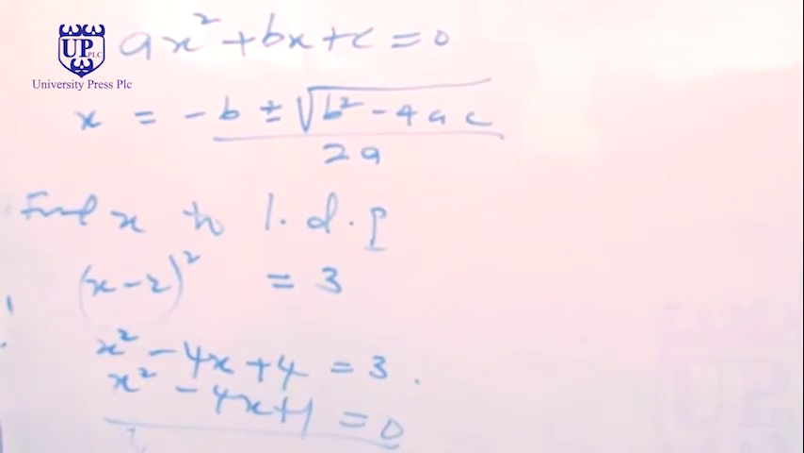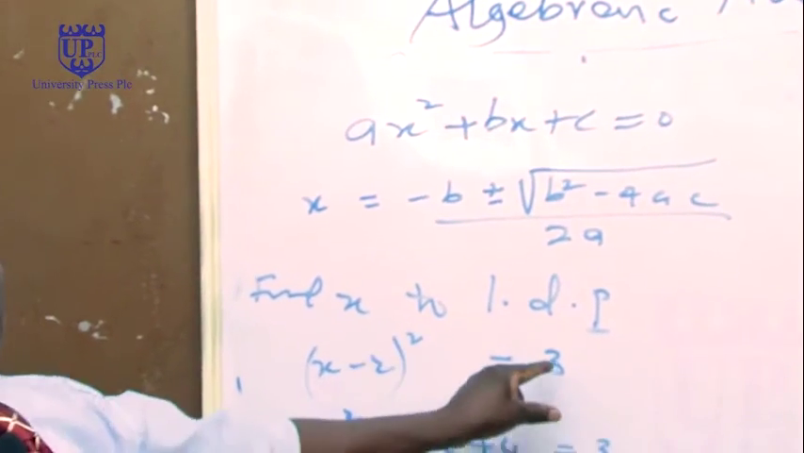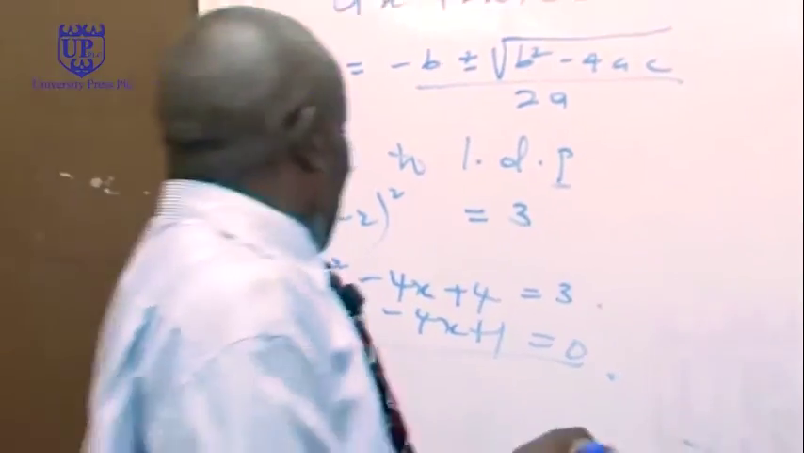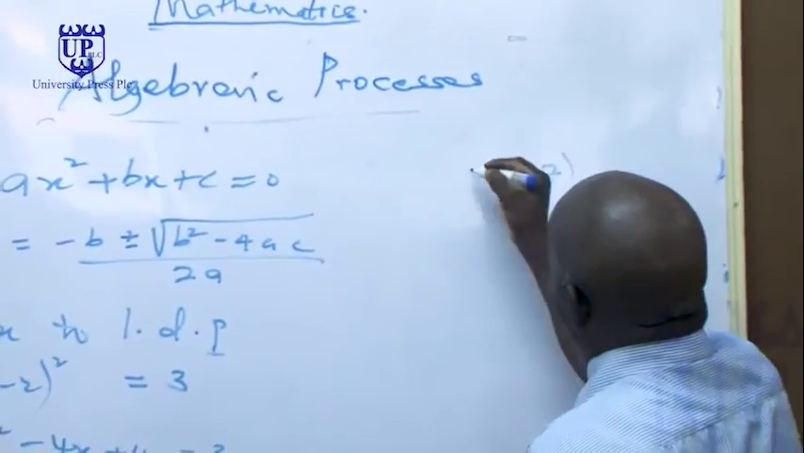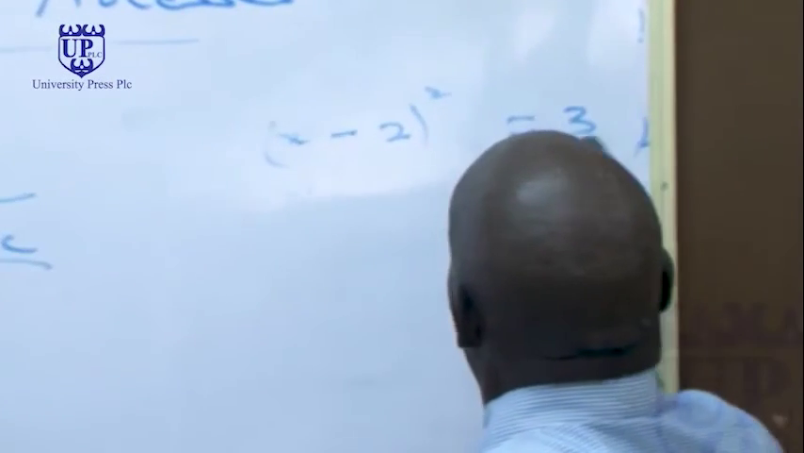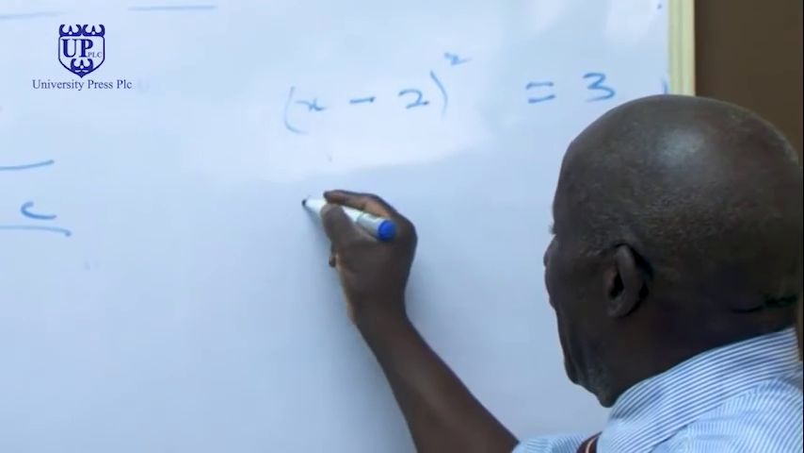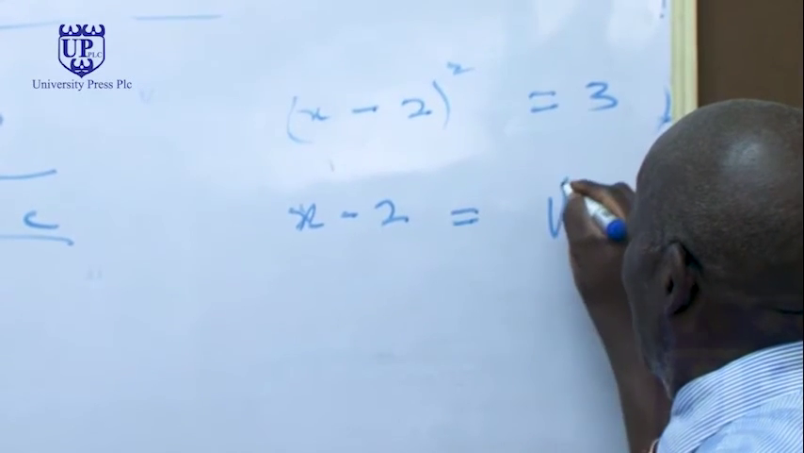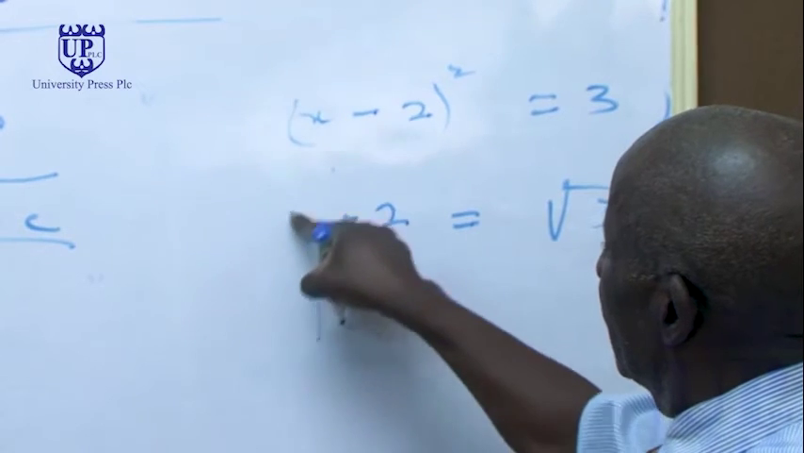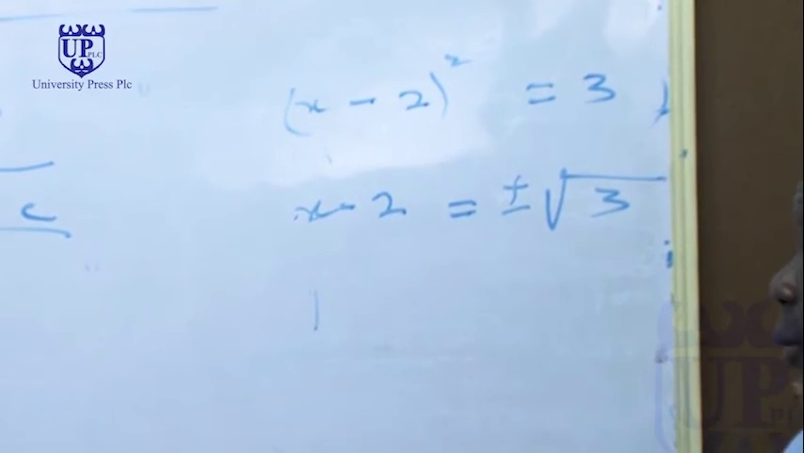This is a quadratic equation. Or the other method, look at this. This is raised to power 2, this is 3. This is still the same thing as x minus 2 all squared equals 3. Find the square root of both sides. The square root of both sides, this one will disappear. X minus 2 will be equal to the square root of 3. Please, this one should be plus or minus, because the square root of a number is either plus or minus.